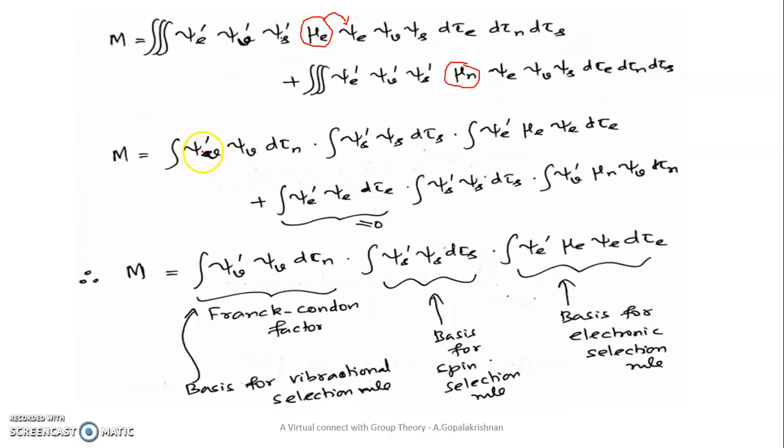So vibrational wave functions of two different electronic levels are not orthogonal, so this integration is not 0. Similarly, this integration becomes 0 if the spin multiplicity of the two wave functions are different. I'll repeat once again. If the spin multiplicity of the ground state and the spin multiplicity of the excited state are different, then the two wave functions become orthogonal, then the integral becomes 0. Suppose if the two multiplicities are same, then the integral is non-zero. Are you able to understand?